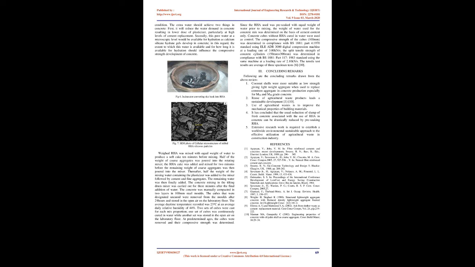Half of the weight of coarse aggregates was poured into the rotating mixer, the RHA cake was added and mixed for 2 minutes before the remaining weight of coarse aggregates was poured into the mixer. Thereafter, half the weight of the mixing water containing the plasticizer was added to the mixer, followed by cement and fine aggregates. The remaining water was then finally added. The concrete mixing in the tilting drum mixer was carried out for 3 minutes after the final addition of water.